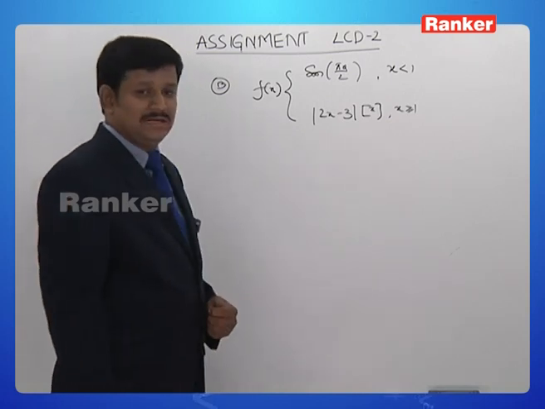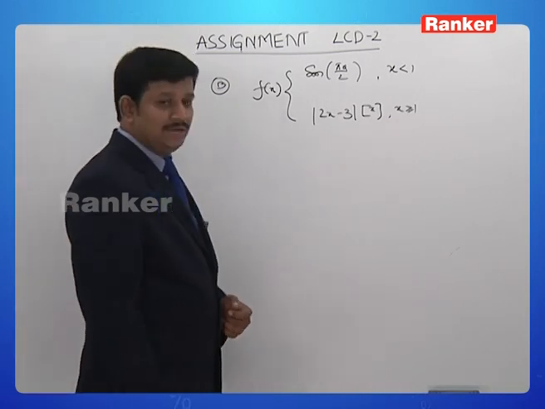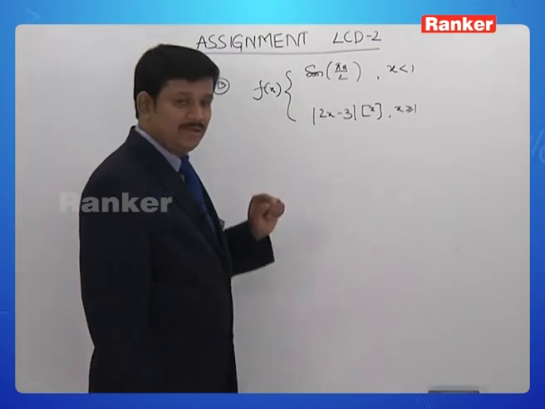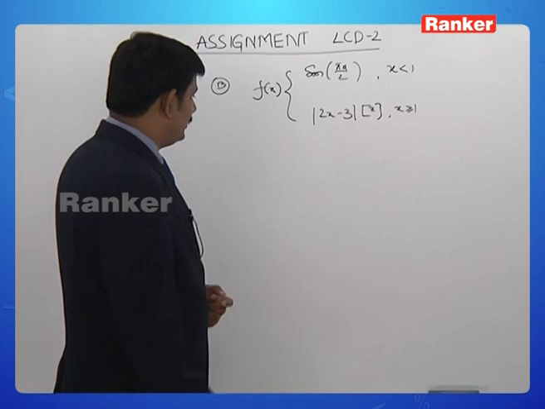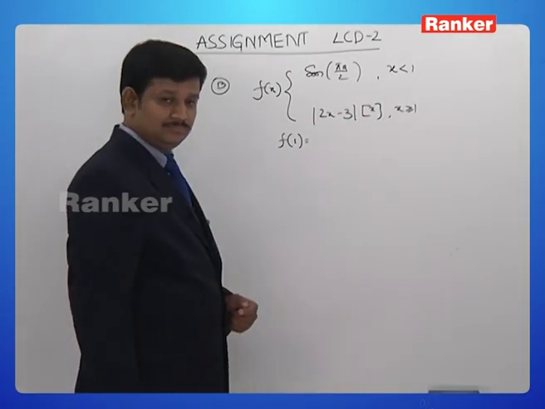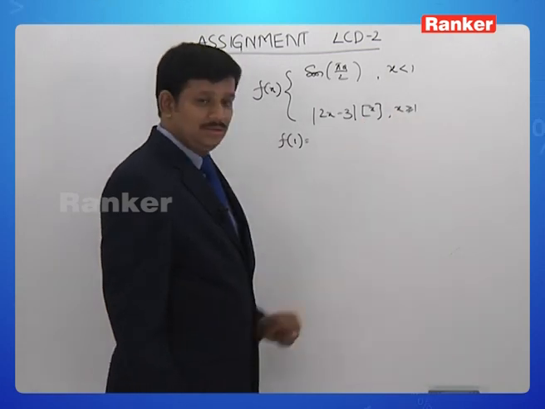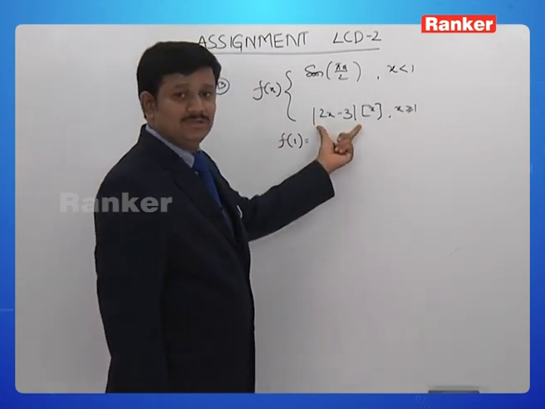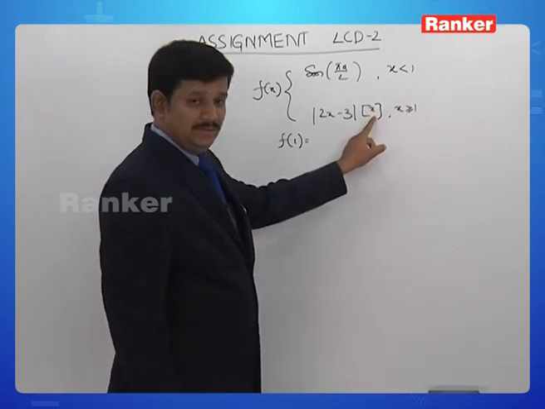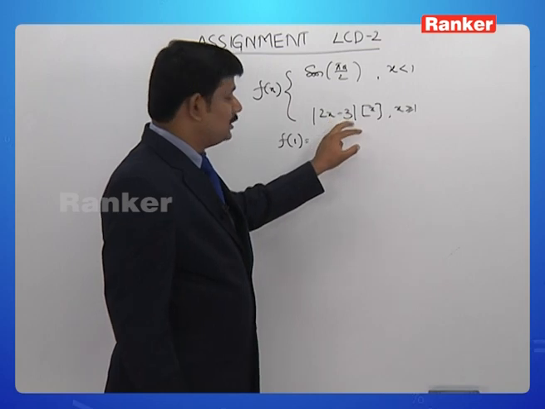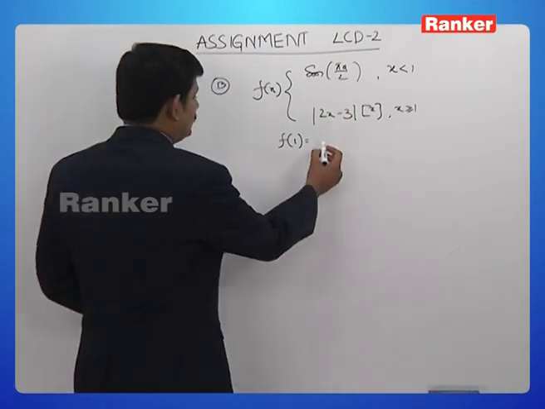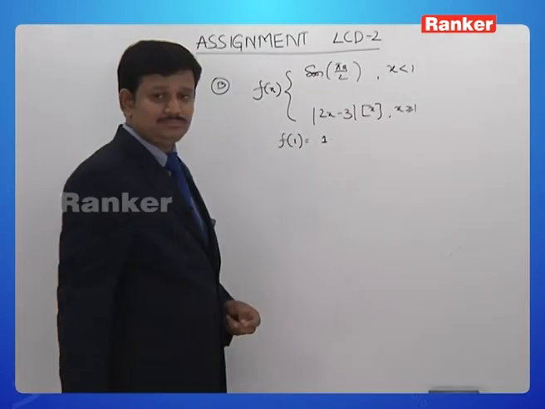So, let us first check the continuity. For continuity at 1, left hand limit at 1 should be same as right hand limit at 1 should be same as functional value at 1. So, let us first evaluate what is functional value at 1, f of 1. Whenever x is equal to 1, f of x is given by this definition. Step of x, step of 1 will be 1, mod 2x minus 3, 2 minus 3 is minus 1 with mod is 1. So, f of 1 is 1.